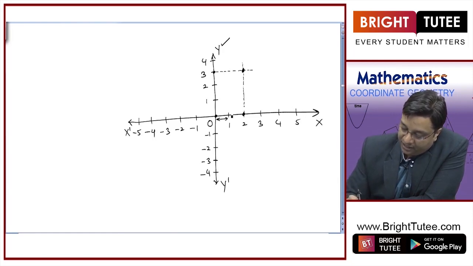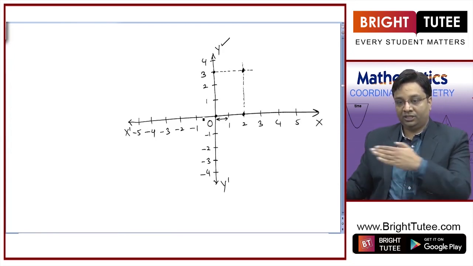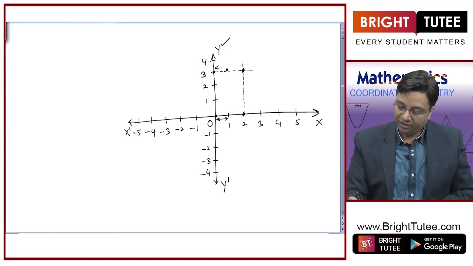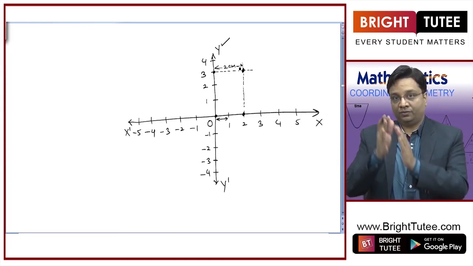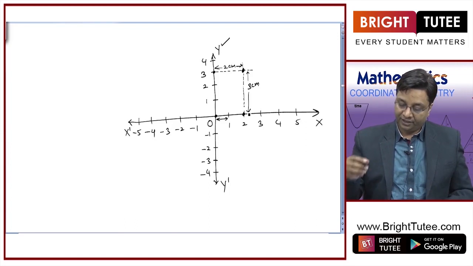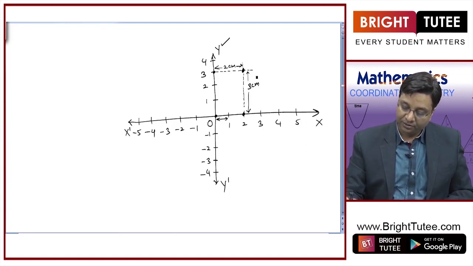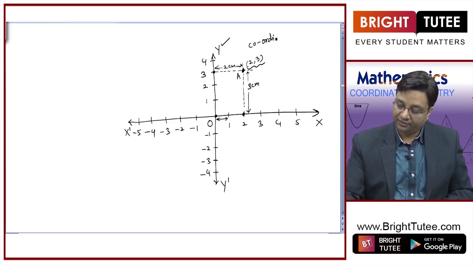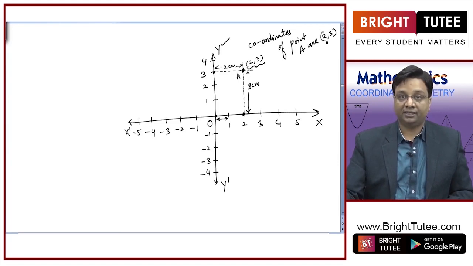Now this point, if you look from the x-axis or in the horizontal direction, it is 2 centimeters away from the y-axis, right? And it is 3 centimeters away from the x-axis, in the vertical direction, obviously. So this point here is known as (2, 3), and these are the coordinates of this point. If this point is A, then I will say the coordinates of point A are (2, 3).